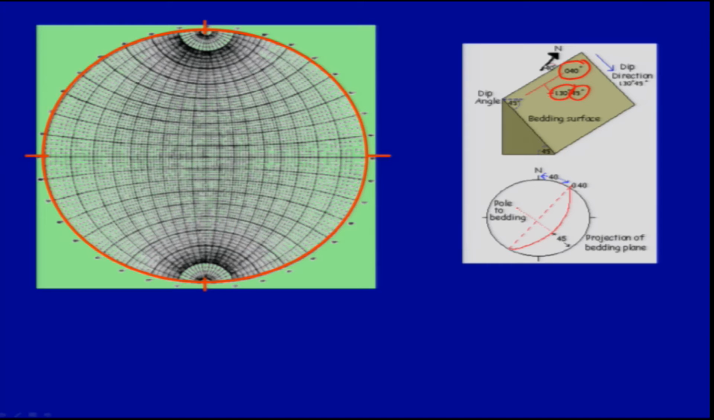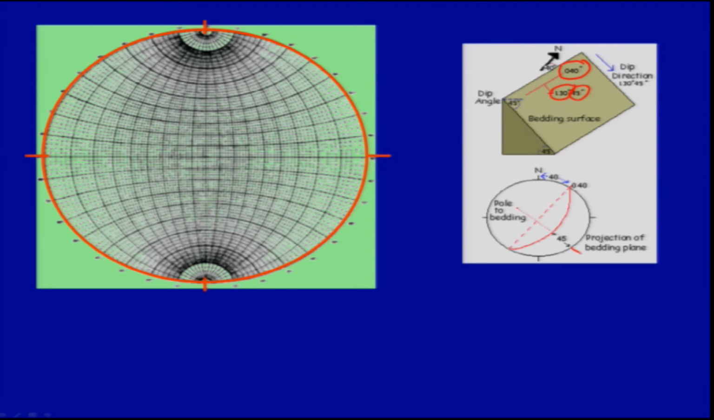So, what we need to plot is, with respect to north, this 40 degrees which is coming here. So with respect to north we are moving. This will be your strike here, which is passing through the center of the flat plot or the projection. And then the amount of dip you are having, again, it is dipping towards 130.